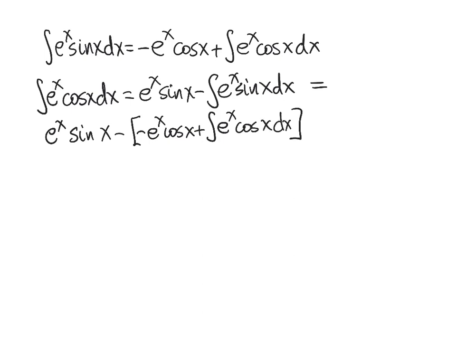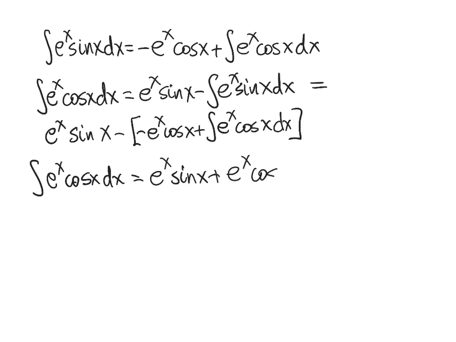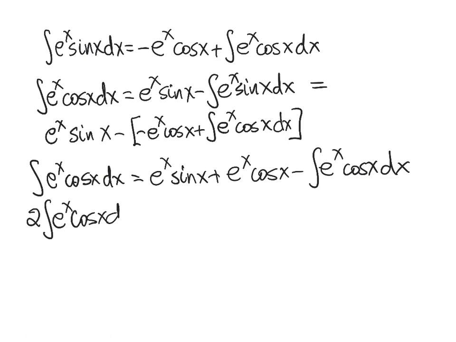And let's do some algebra to simplify this. The integral of e to the x cosine x is equal to e to the x times sine x plus e to the x cosine x minus the integral of e to the x cosine x. Let's move the integral on the right over to the left, giving us 2 times the integral of e to the x cosine x equals e to the x sine x plus e to the x cosine x.